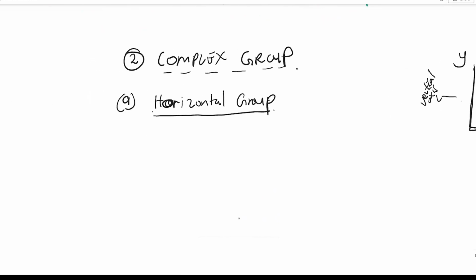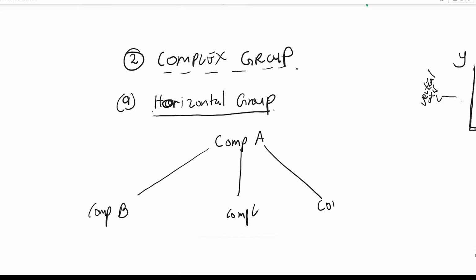So for the horizontal group, for example, I'm still going to use company A. Company A has purchased interest in company B, also interest in company C, also interest in company D. Actually, it will continue to go on and on. Let's say here it has 65%, here 90%, and here maybe 78%.